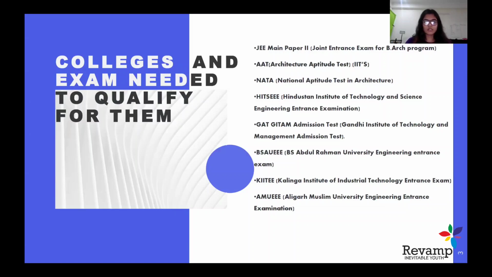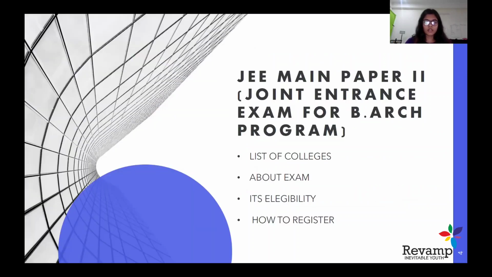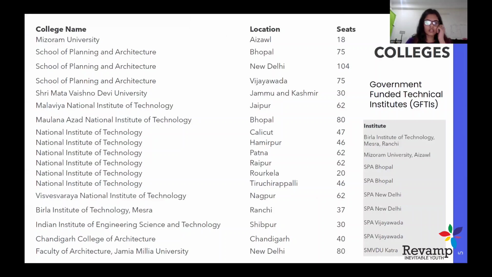Coming to JEE Mains Paper 1. We'll talk about the list of colleges that take students using these entrance exams, and then we'll talk about the exams also, their eligibility criteria and how to register for them. Coming to the colleges, we'll also tell you the number of seats they hold, that is, how many students can get a seat in these universities.